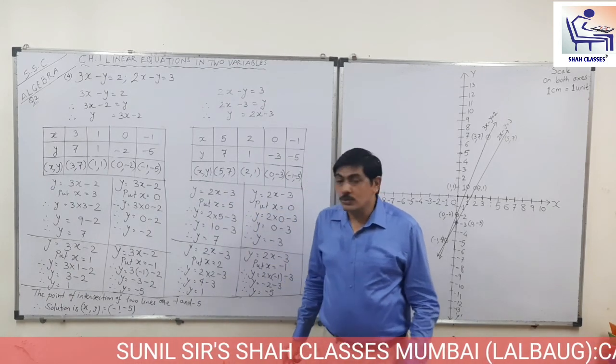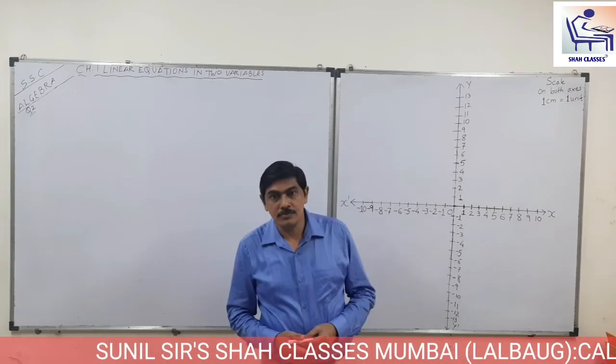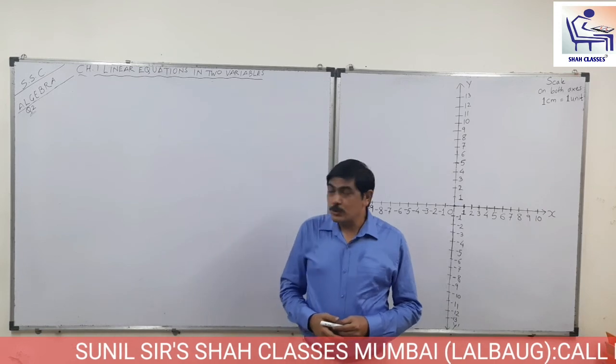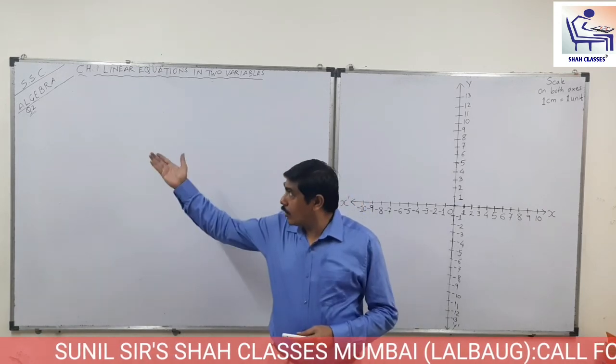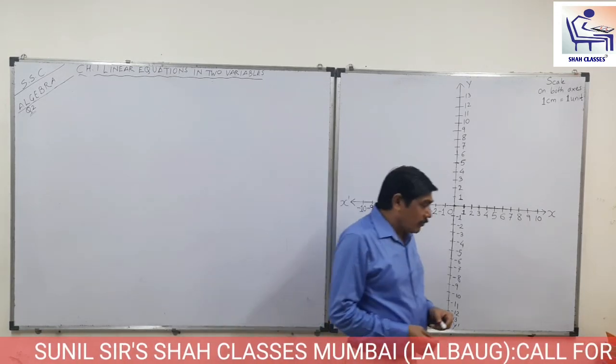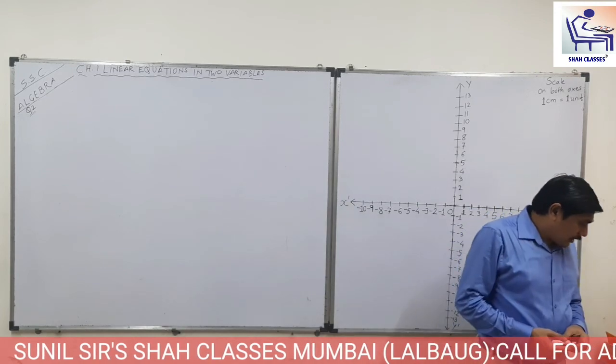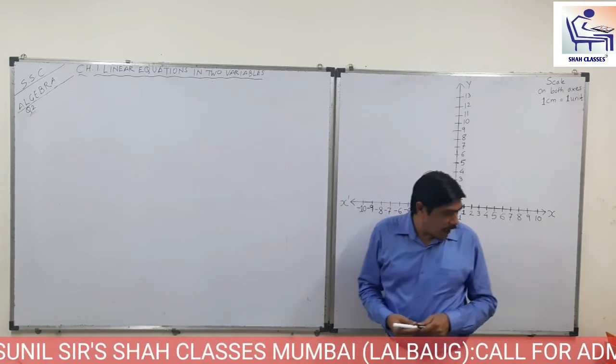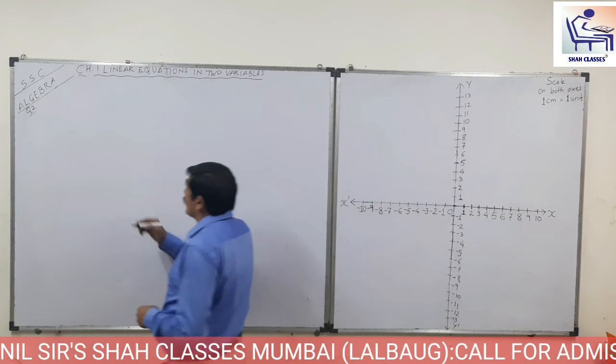Now we will move towards the next sum. We are moving towards fifth sum in your question number 2. Your fifth sum is 3x minus 4y is equal to minus 7.